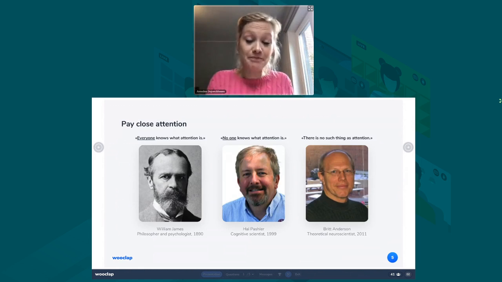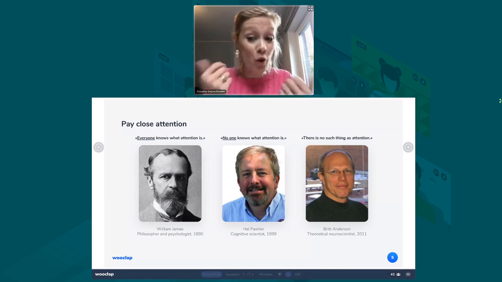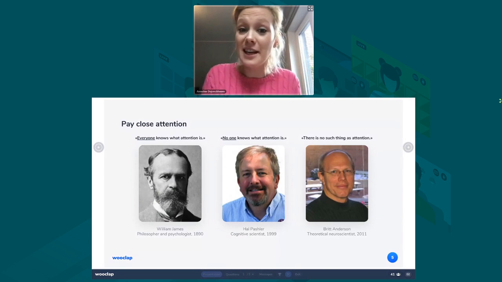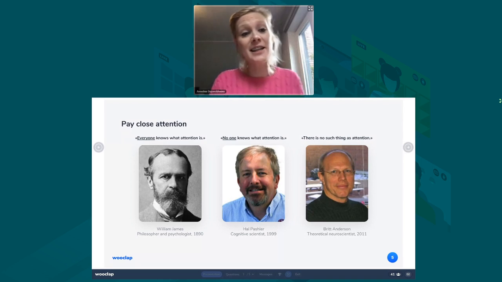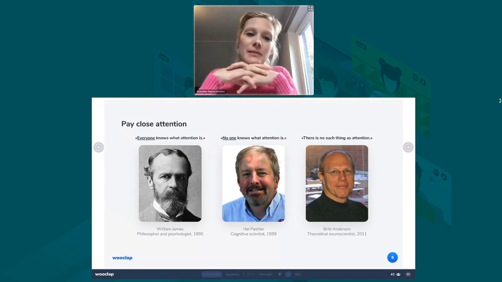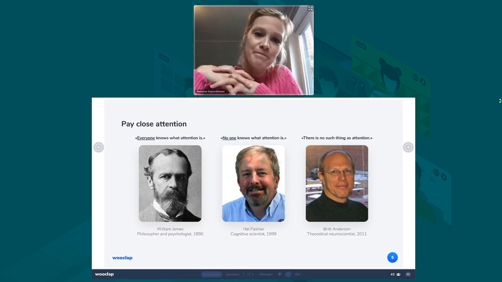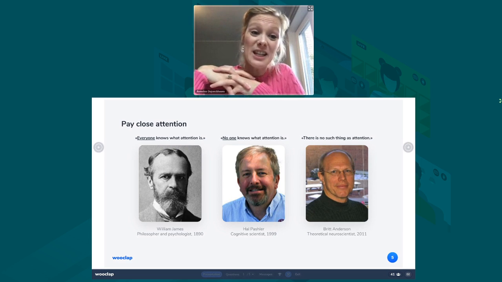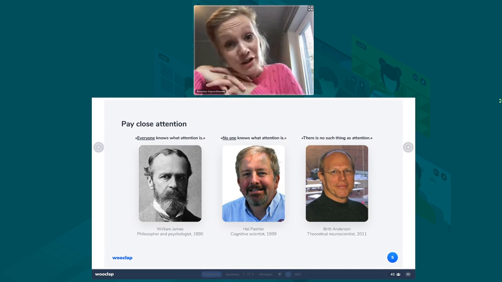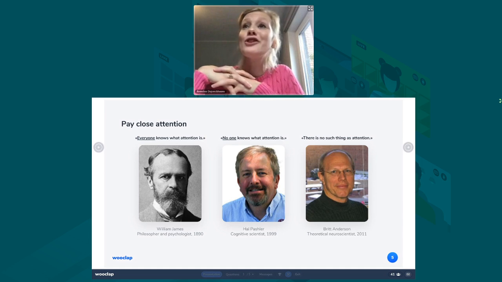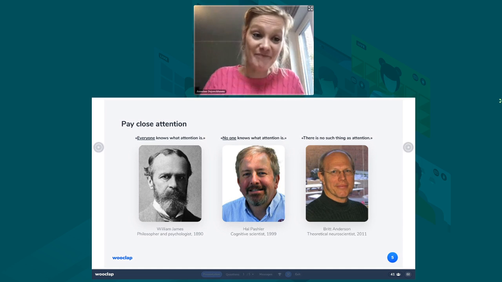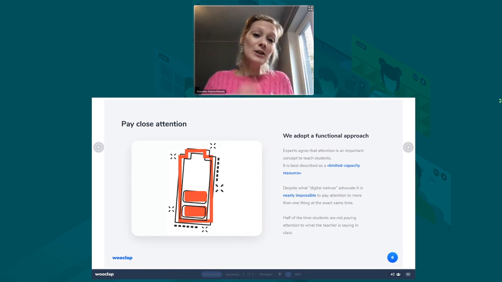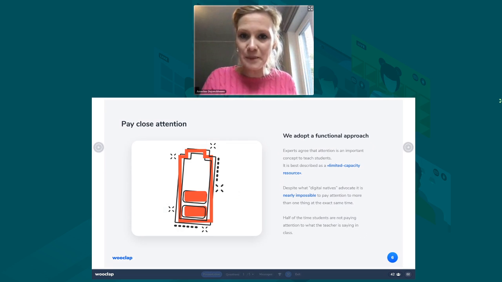Attention is key for every generation, but what is attention? Theoreticians tend to disagree, as you can see on this slide. William James says that everyone knows what attention is. Then we see that Hal Pashler has another idea, and actually, no one knows what attention is, according to him. And then Britt Anderson says there is no such thing as attention. So despite all these definition issues, we adopt a functional approach, okay?